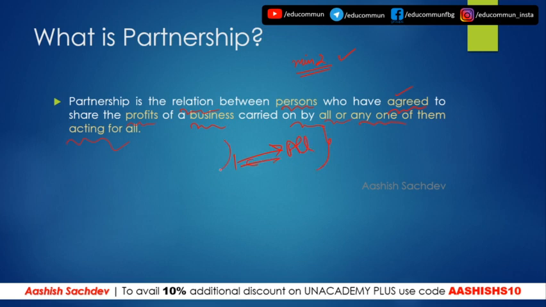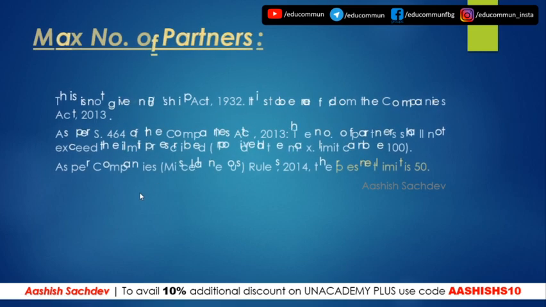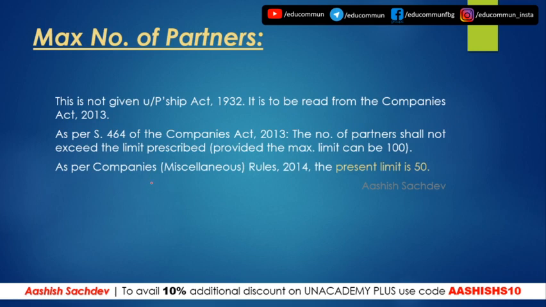This is the fundamental basic of a partnership business, which we are going to deliberate in detail in the coming slides. Now what is the maximum number of partners in a partnership business? This provision is not written in the Indian Partnership Act, but it is specified in the Companies Act 2013. As per the Companies Act, the present limit of maximum number of partners is 50 persons. So minimum is 2 and maximum is 50 persons. You have to learn this. This slide is very important and sometimes questions are asked from this directly.